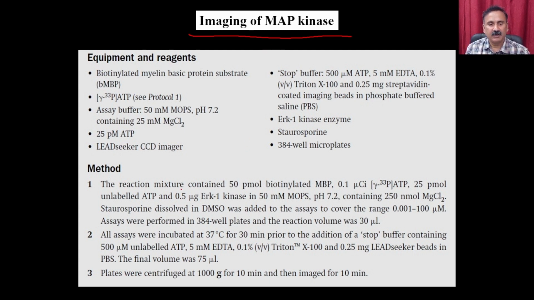So the reaction mixture contained 50 picomole biotinylated MBP. MBP is a protein, the maltose binding protein. You have the radiolabeled ATP, where you see the radiolabel on the gamma phosphate. Then you have 25 picomole unlabeled ATP and 25 microgram ERK kinase. This is the kinase you are going to use, in a MOPS buffer.